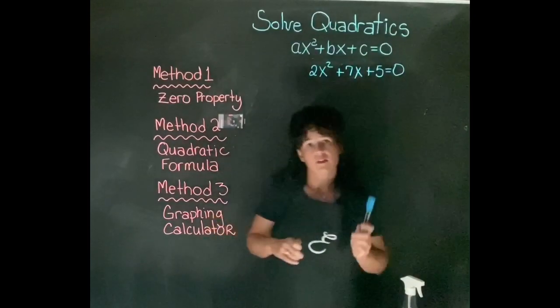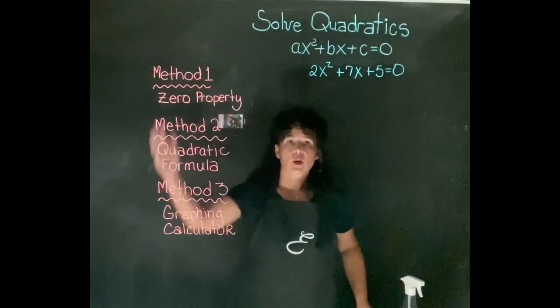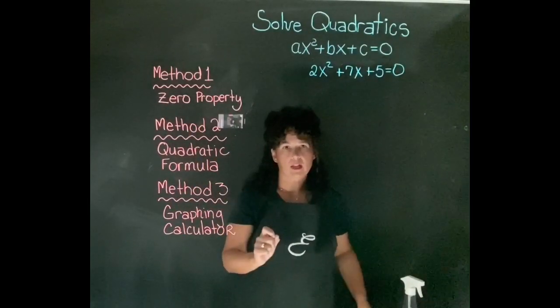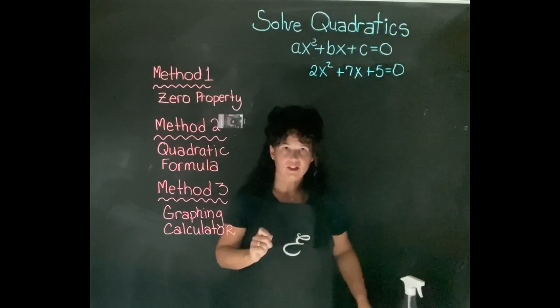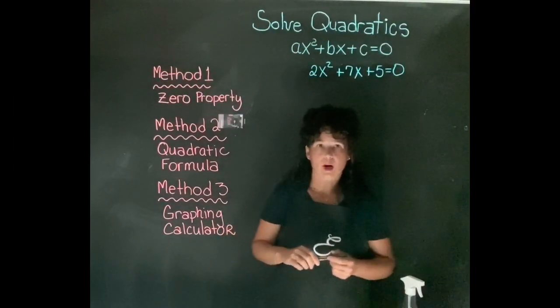To solve these quadratics, we're going to use three different methods. We're going to use the zero property, we're going to use the quadratic formula, and then we're also going to look at how we would do this on a graphing calculator. Let's start with method 1, the zero property.